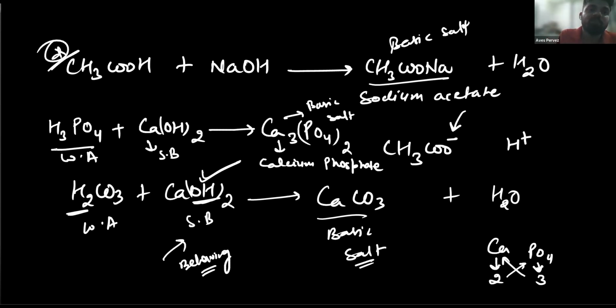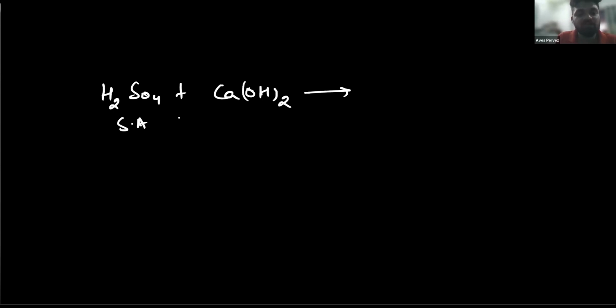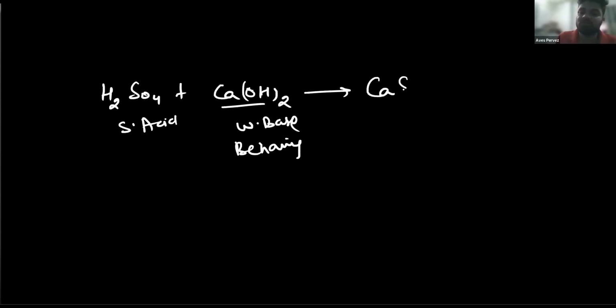Now moving to the next portion. Let's suppose H2SO4 reacts with Ca(OH)2. Now this is a strong acid, so here calcium hydroxide will behave as a weak base. In front of a strong acid, calcium hydroxide behaves as a weak base, and it will give you calcium sulfate. So it will be an acidic salt, plus water.